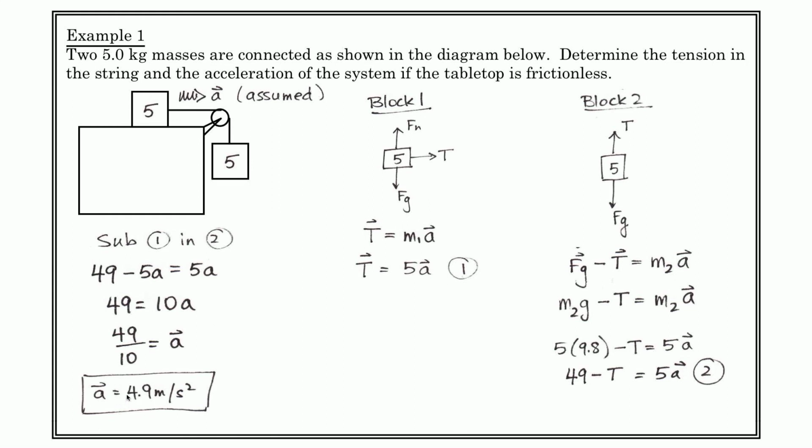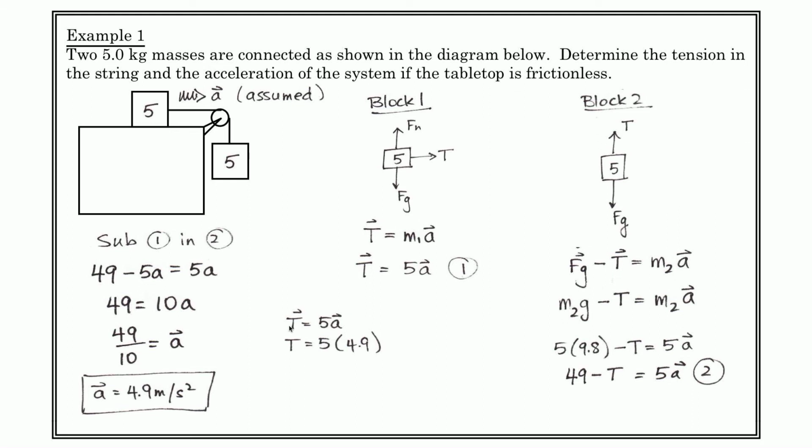Our answer is positive, which means that the system actually does accelerate in the direction that we said it did in the first place. So our guess was correct. This accelerates to the right, and this accelerates down, just as we guessed. If we had been wrong in our assumption and the system accelerated in the opposite way, then we would have received a negative value here, and we just correct our assumption.